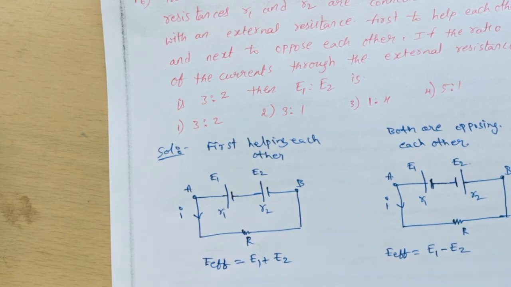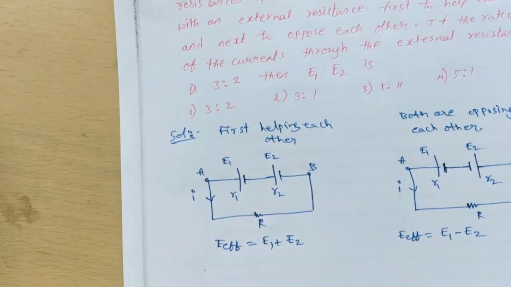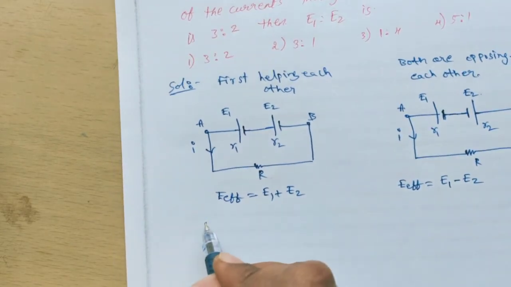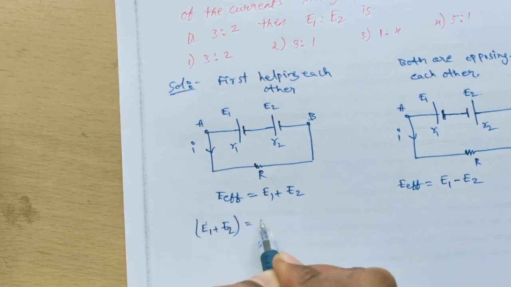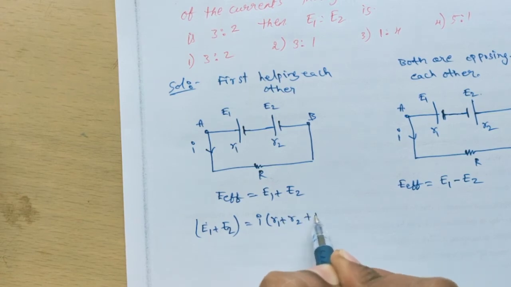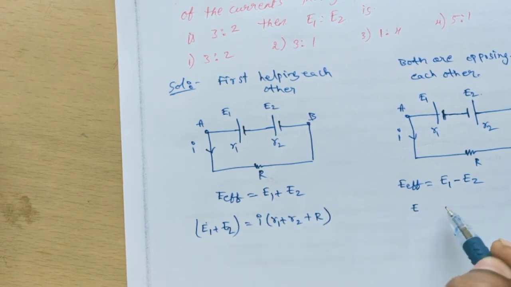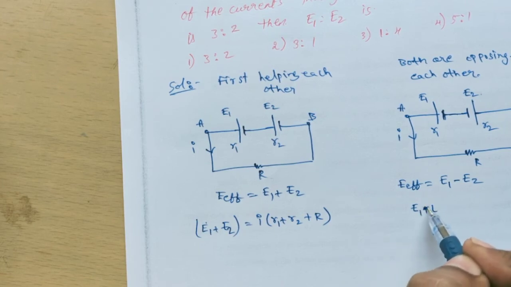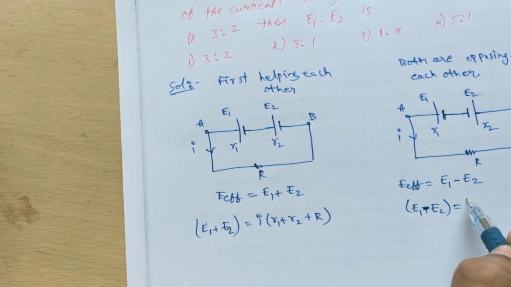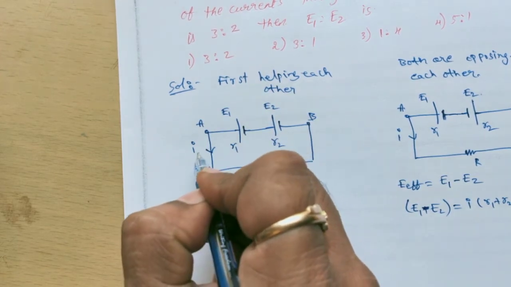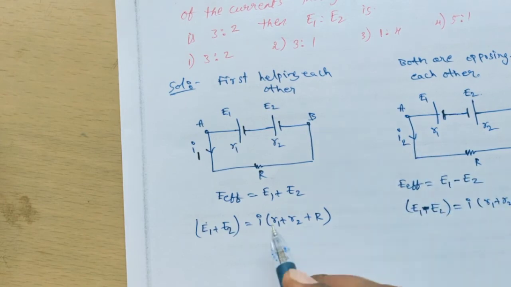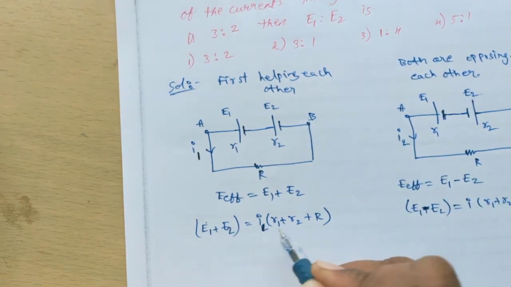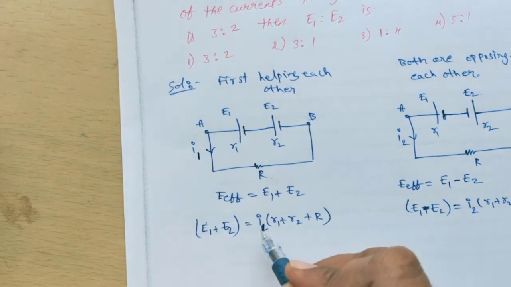We may represent this by Kirchhoff's second law. E effective, nothing but E1 plus E2, is equal to I into R1 plus R2 plus R. And in the other case, E1 minus E2 is equal to I into R1 plus R2 plus R. Observe students, the ratio of currents is given. The first case gives I1, the second case gives I2. Is it clear or not?